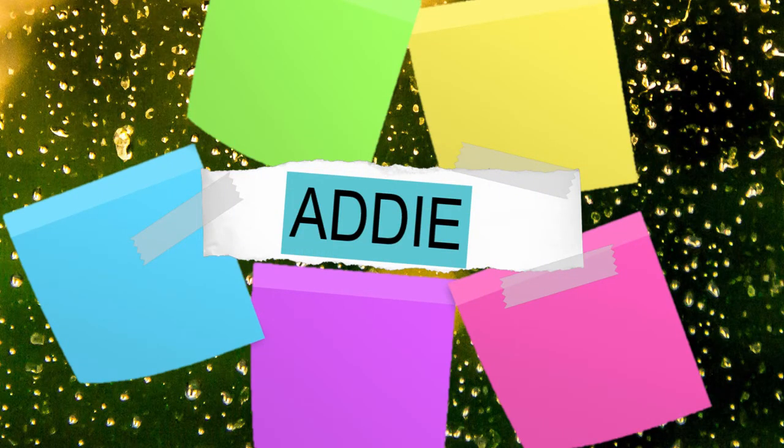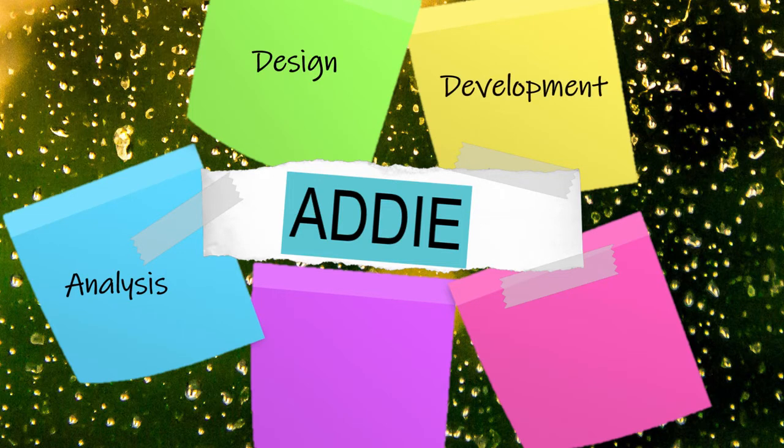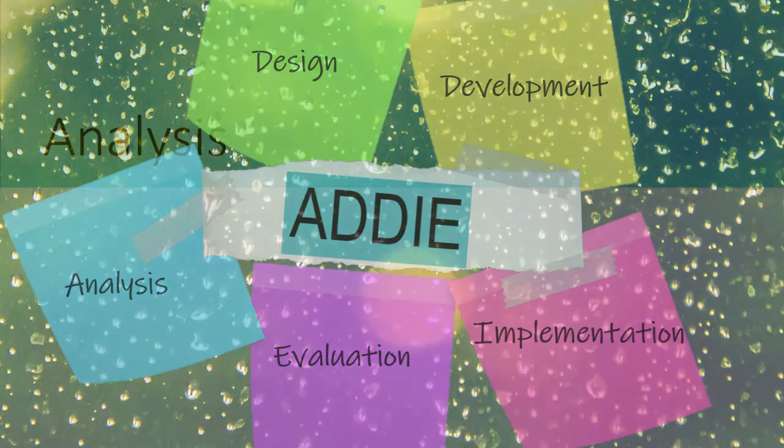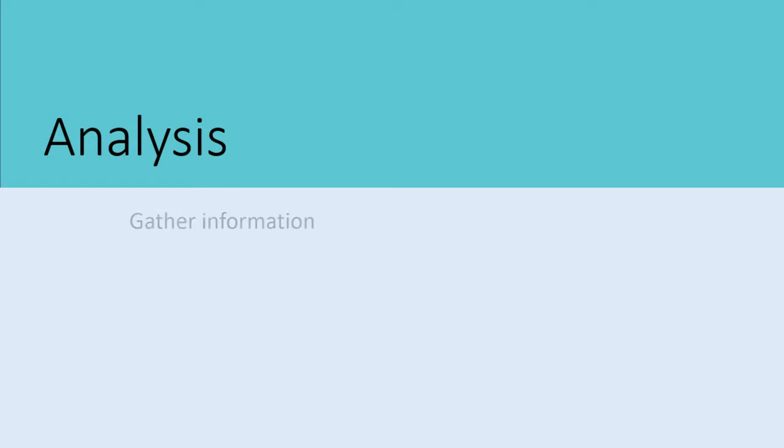ADDIE is composed of 5 essential stages: analysis, design, development, implementation, and evaluation. Let's take a look at each of these in more detail, starting with the analysis stage. At the analysis stage, instructional designers gather information and make decisions that will make the training development process much smoother later. There are several major activities that occur at this stage.